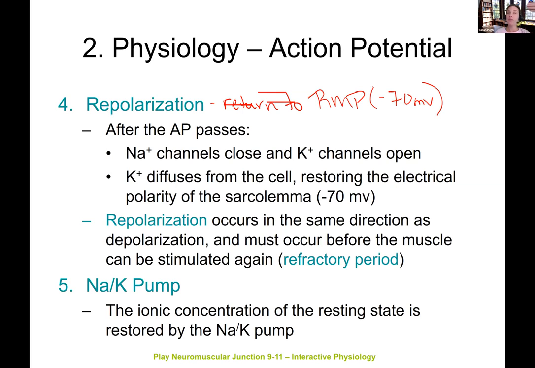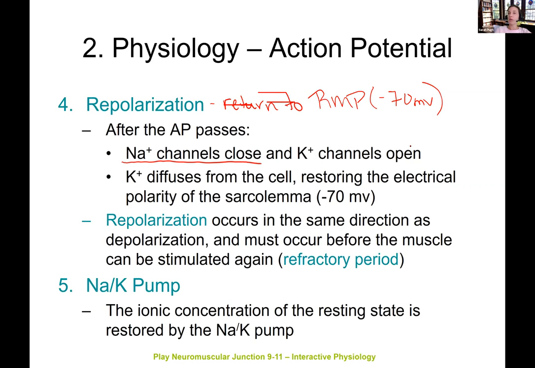So what we're going to do here during repolarization is we don't need sodium coming in anymore. We don't want the inside positive. So we're going to close our sodium channels. Those need to get shut. No more sodium coming in. Now what we're going to do is open potassium channels.